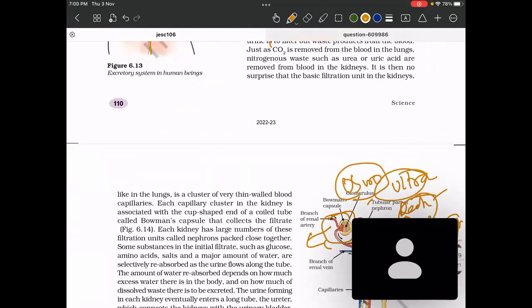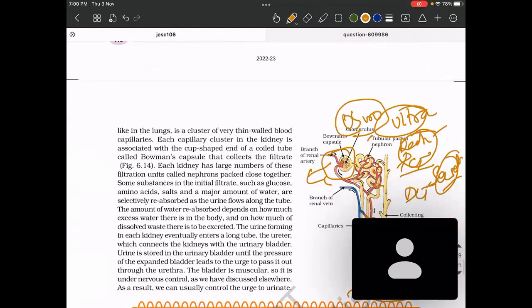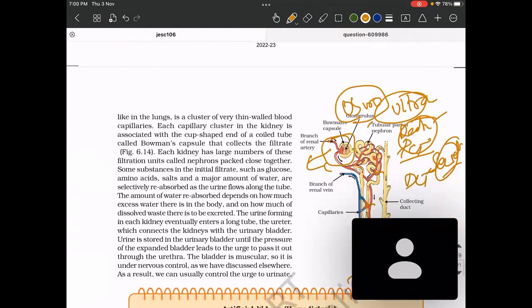Okay, can I ask you some simple questions? Hello, students. Yes, sir. What is the function of Bowman's capsule? Ultrafiltration. Okay, filtration. Very good.